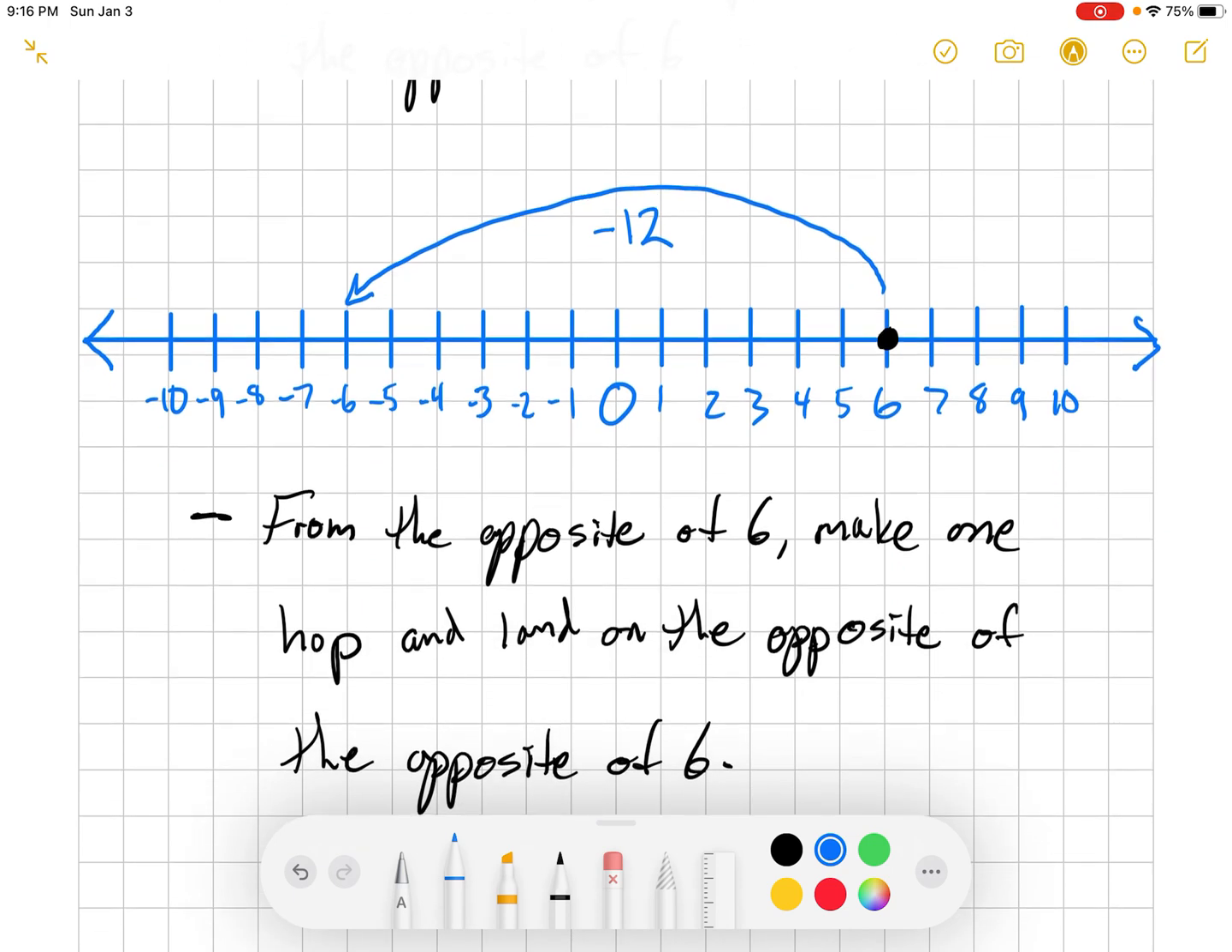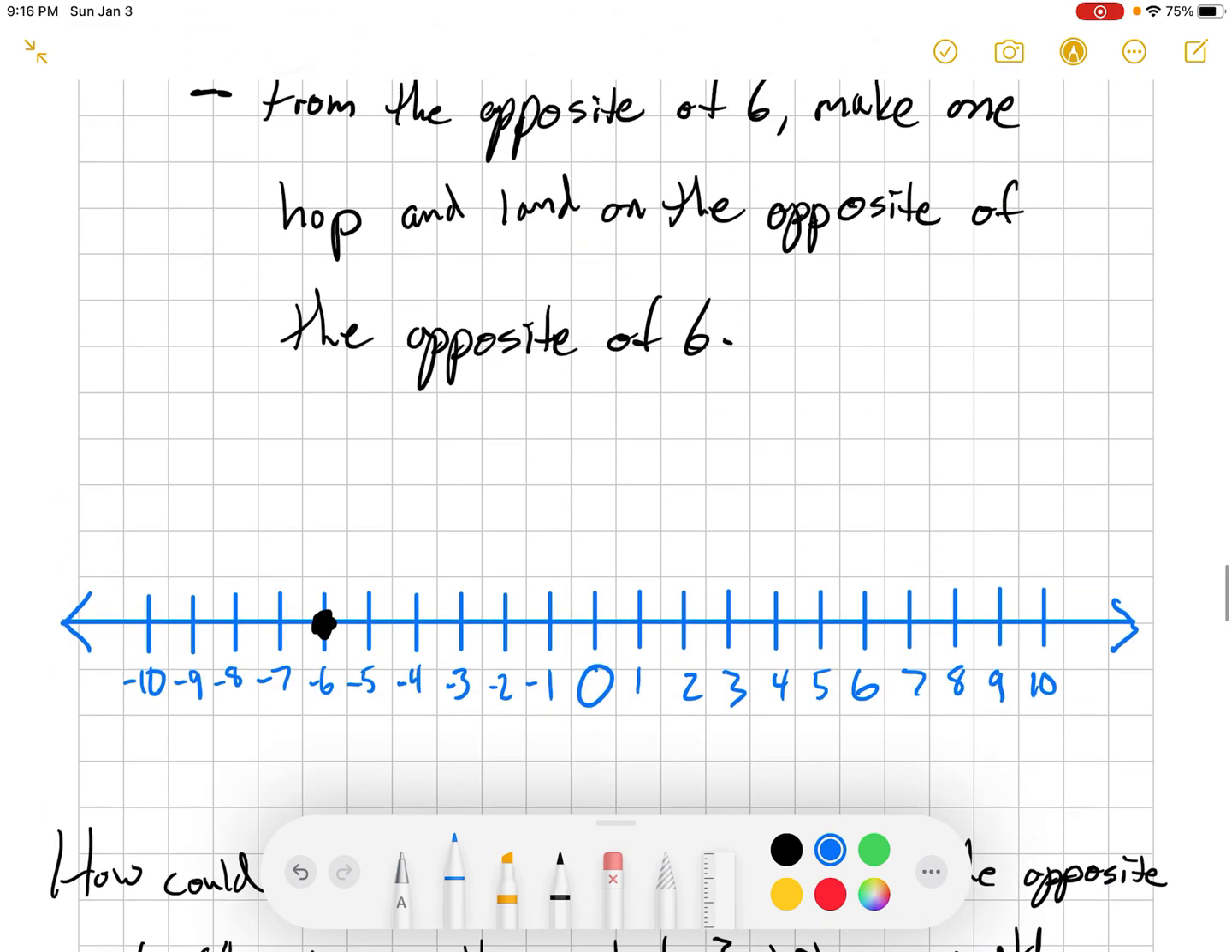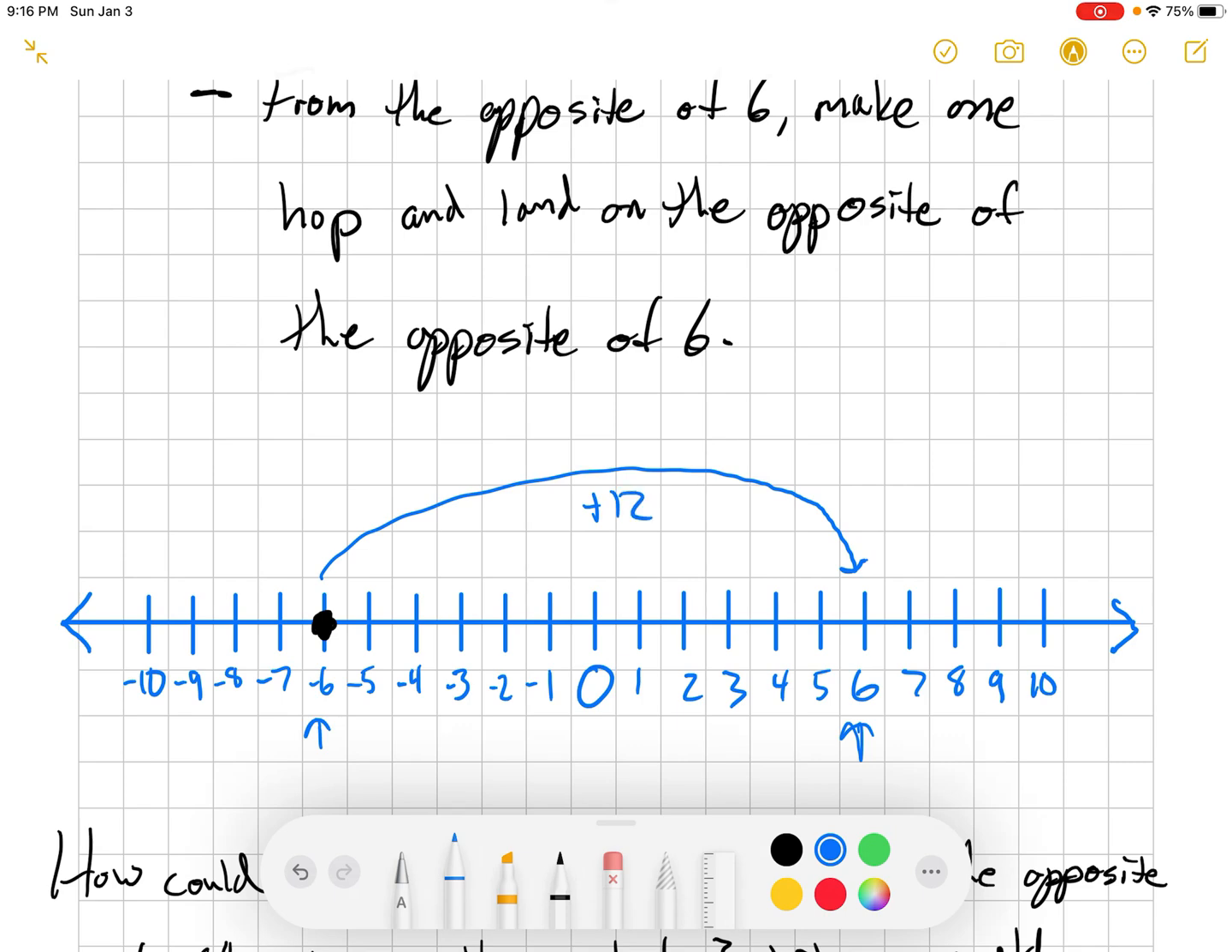From the opposite of 6, which we already declared is negative 6, make 1 hop and land on the opposite of the opposite of 6. Ooh, the opposite of the opposite of 6. The opposite of the opposite of 6 is 6. The opposite of 6 is negative 6, but the opposite of the opposite is positive 6. What a crazy deal. That would be adding 12. Weird to think of the opposite of the opposite, huh?